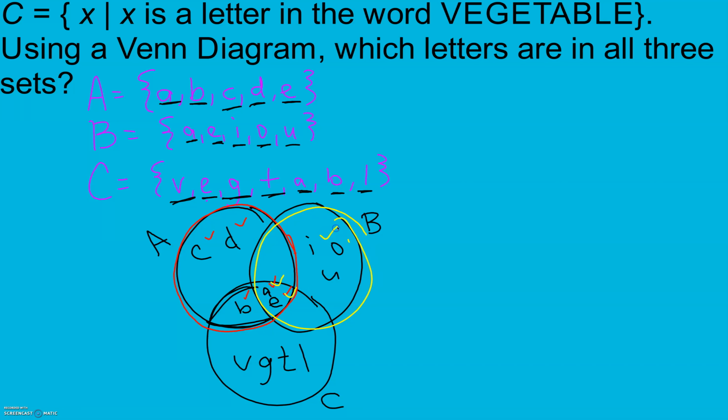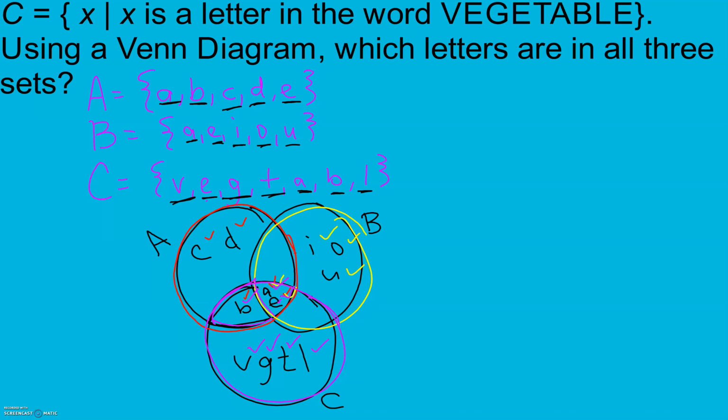A, E, I, O, U. V, E, G, E, T, A, B, L, E. So again, every letter is accounted for exactly once in the spot that makes it true. So B, for example, is in both C and A. Perfect, we have it marked in C and A.